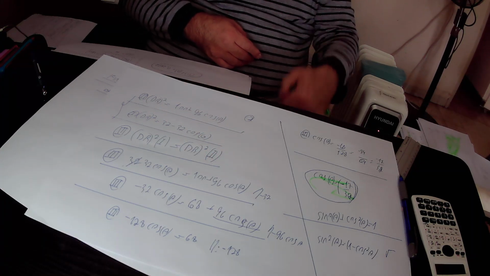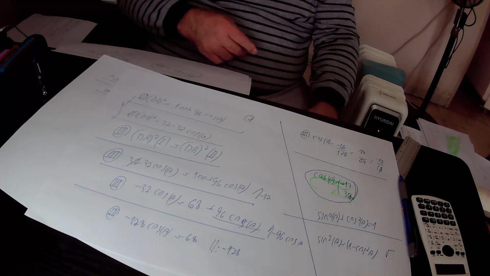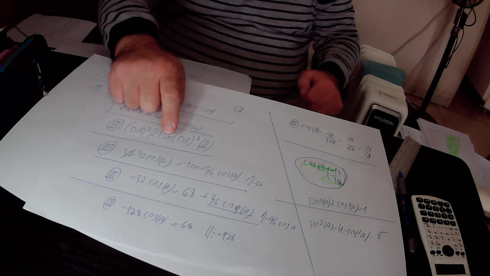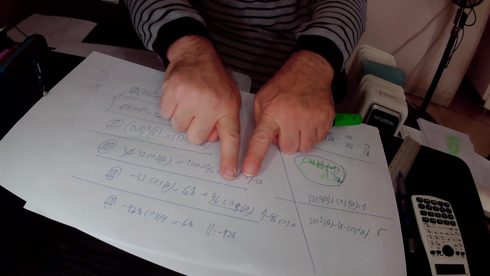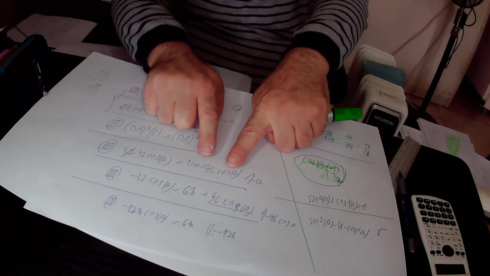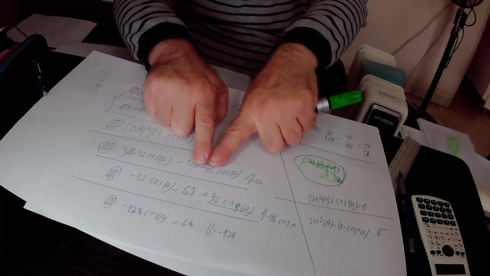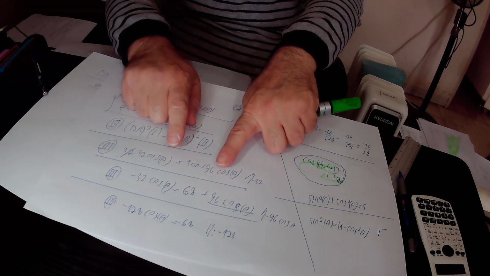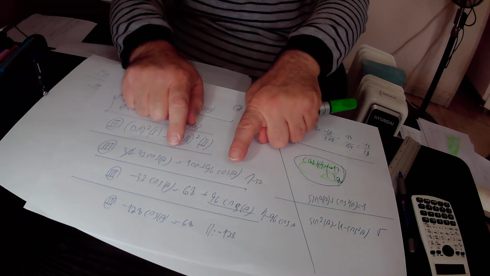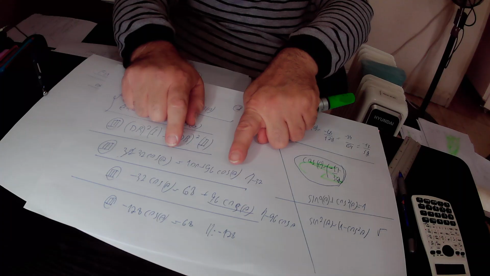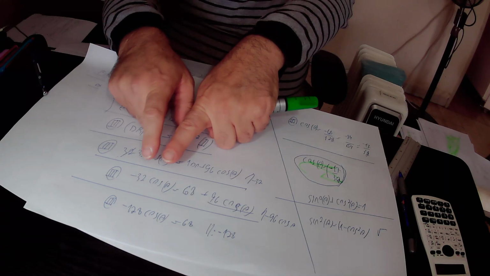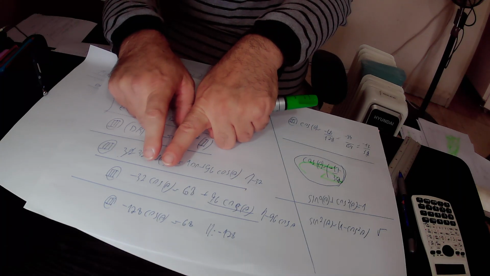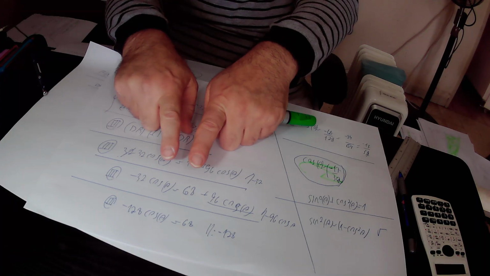So here we subtract 96 cosine theta from both sides of equation 3. So here 96 cosine theta gets cancelled. And we are left only with 68. And on the other side of the equation we have minus 32 cosine theta minus 96 cosine theta, which is equal to minus 128 cosine theta equals 68.